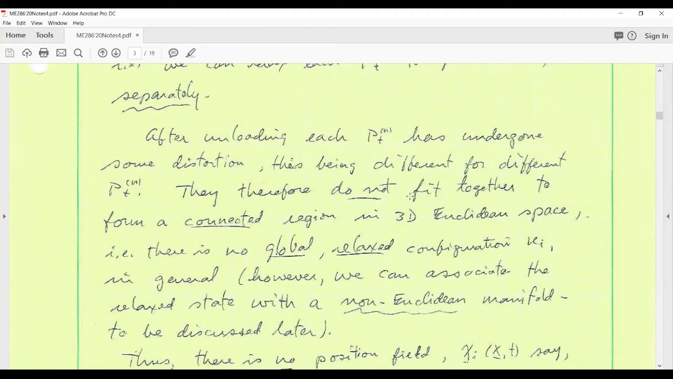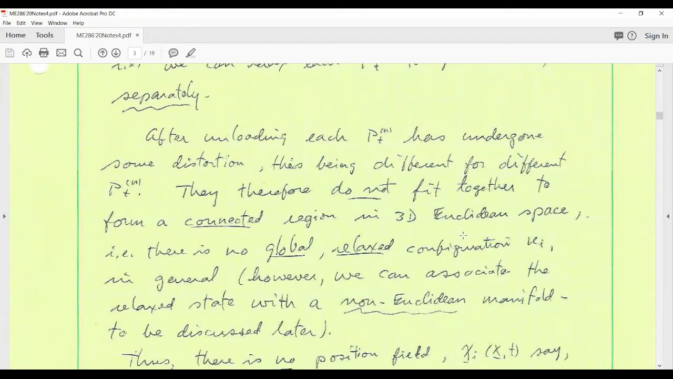Okay. So we have infinitely many stress-free subregions of essentially infinitesimal size. We can't fit them together to form a connected region in a smooth, continuous body in Euclidean space. So that means there's no global relaxed configuration of the body. There are only these local relaxed configurations. Okay? So this intermediate configuration we've been talking about is really the union of all these disjoint little tiny pieces that don't fit together quite. Okay?